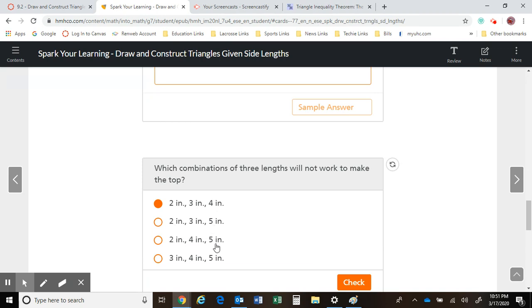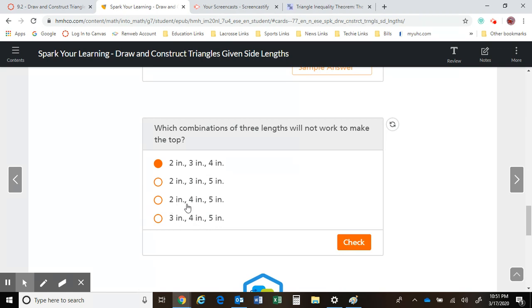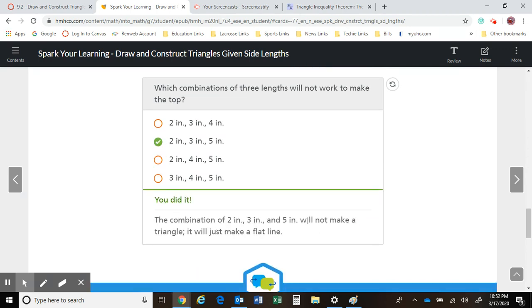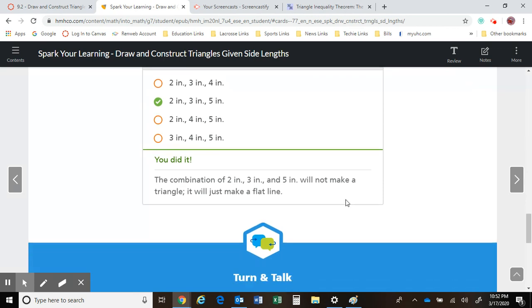What about 2, 4, and 5? I actually didn't cover that one before. 2 plus 4 is 6, right? 6 is greater than 5. Yes. And then 3, 4, and 5. 3 plus 4 is 7, and 7 is greater than 5. And the question wants the one that will not work, so it must be 2, 3, and 5. It would just make a flat line. Hopefully that made sense to you.